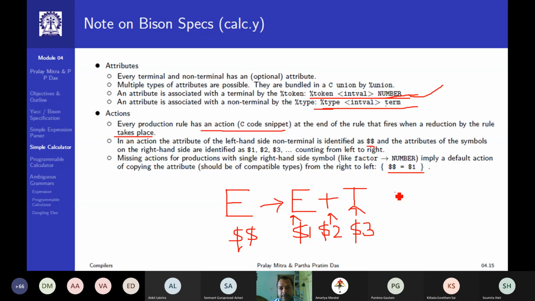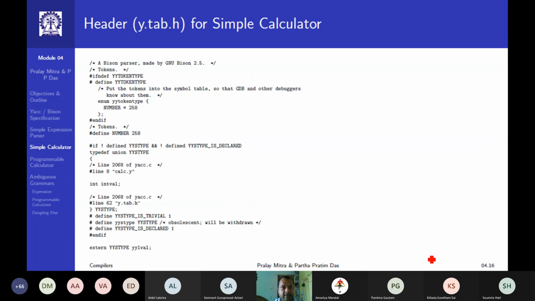That is very simple. So F derives num. Now you know this is my $$, and you know this is my $1. This is just nothing but the assignment step. Okay. Now this is the header file. So it is generated by Bison when you compile.